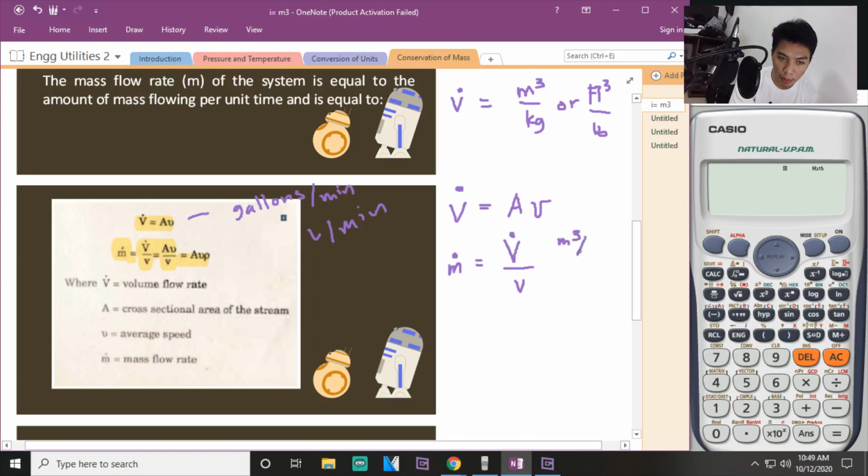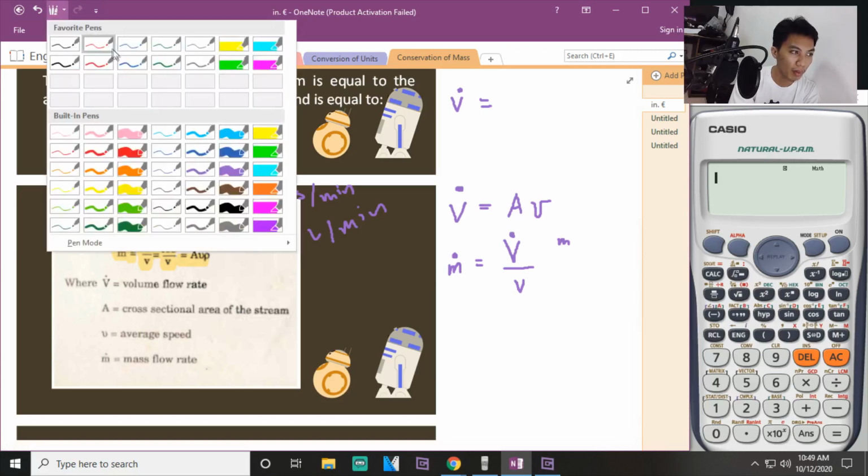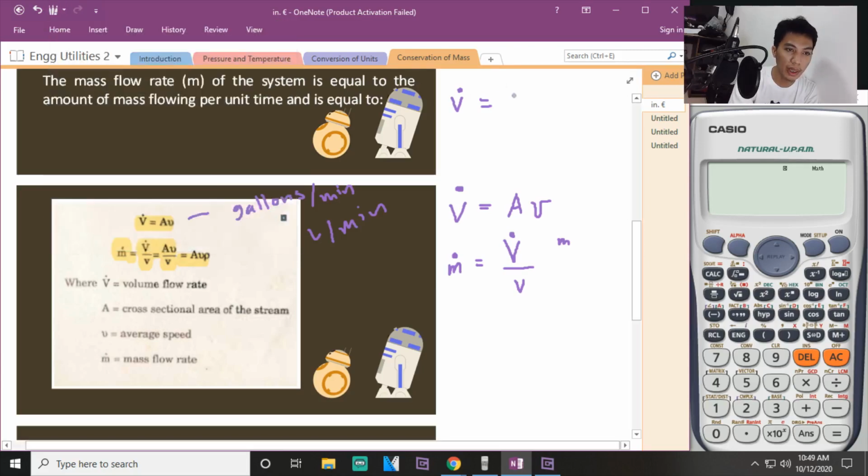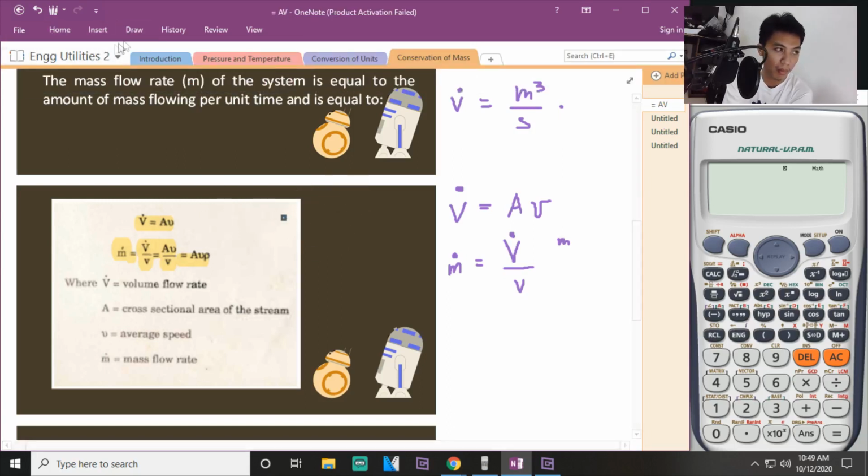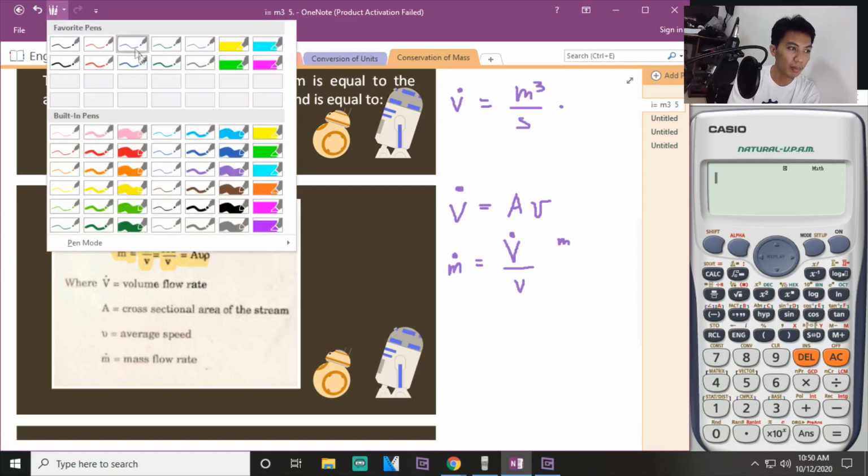Meter cube per meter. Mali pala ako. Sorry. Okay. Mali pala ako. Erase natin. Ang volume flow rate mo is in, the volume flow rate is in what? That is in meter cube per second. Yan. Tama naman ako dito. That is in gallons per minute. Pulitin ulit natin, ha? Again, ang volume flow rate mo is in cubic meter per second. Yan ang unit niya.